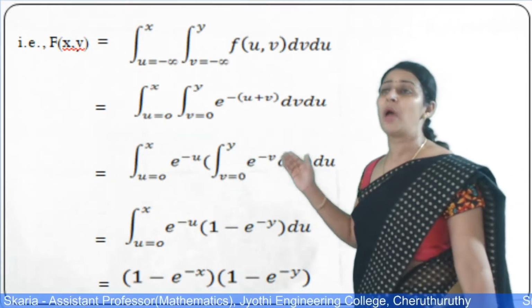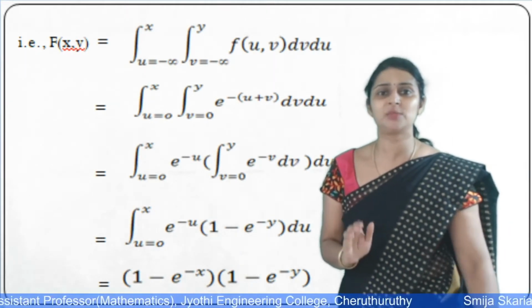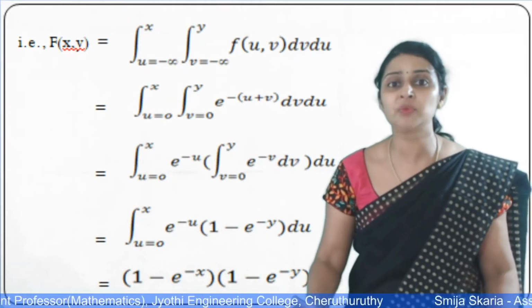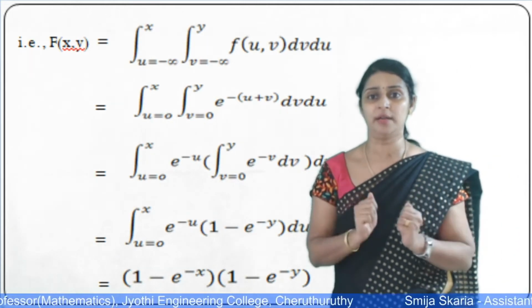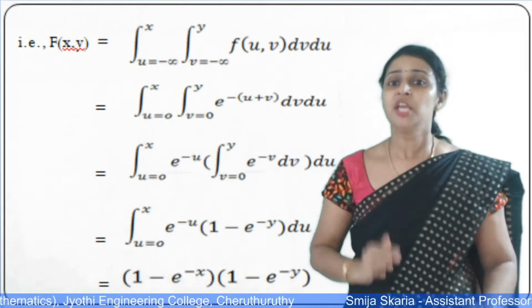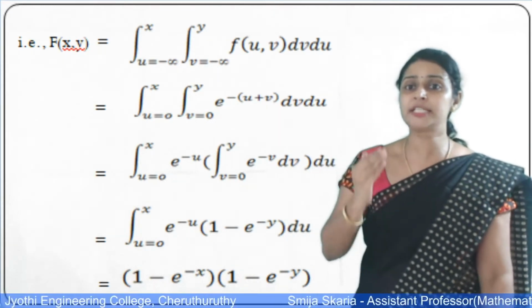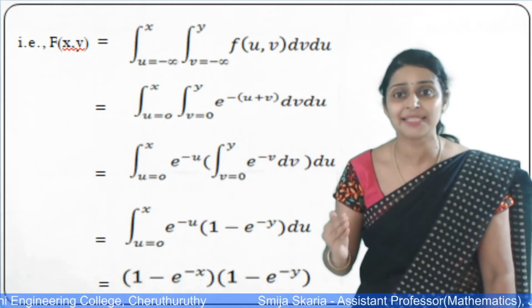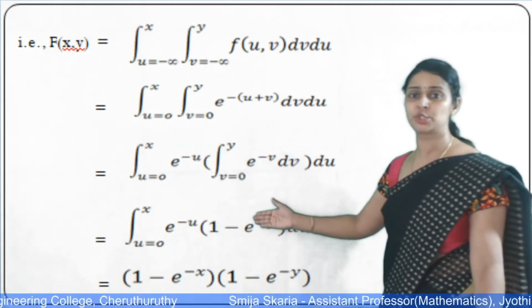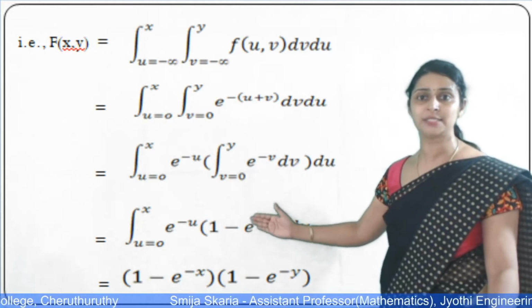What is the integral of e raised to minus v? The integral of e raised to minus v is e raised to minus v divided by minus 1. We have to apply the limit from 0 to y. After applying the limit, we get the integral of e raised to minus v as 1 minus e raised to minus y.